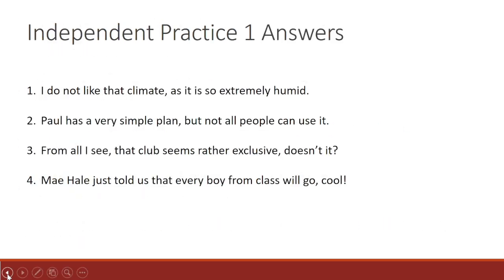Here are the answers to independent practice 1. 1. Period. I do not like that climate, as it is so extremely humid, period. 2. Period. Paul has a very simple plan, but not all people can use it, period.